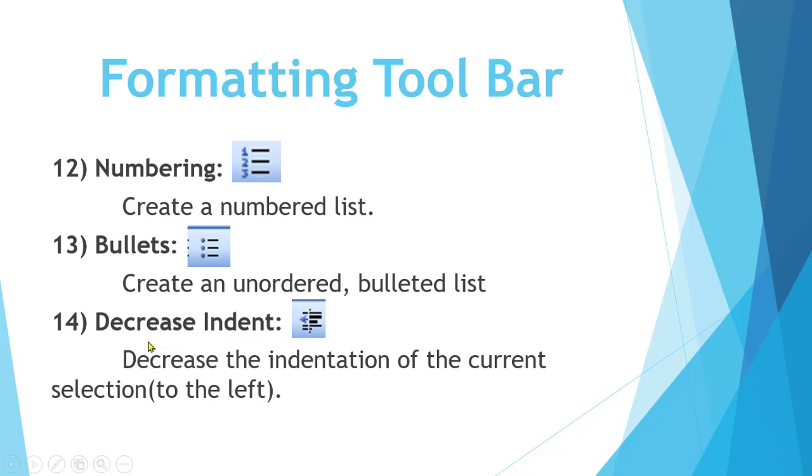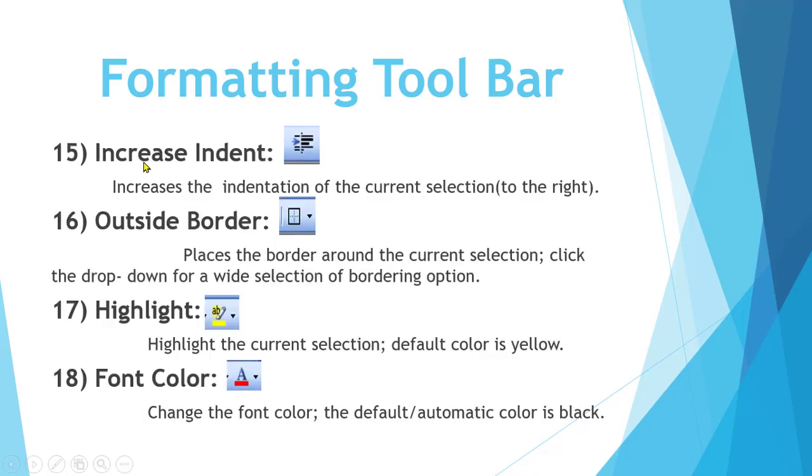Next is decrease indent. You can decrease the indentation of the selected text to the left side of the screen. This is increase indent. By using this increase indent icon, you can increase the indentation of the selected text to the right side. Outside border icon. This icon is used to place a border outside the selected text. This is the highlight icon, students, and this highlight icon is used to highlight the text.